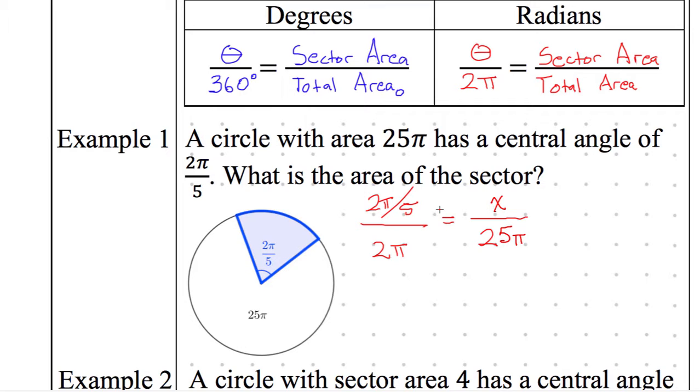All right. So far, so good. We have set up our problem. We just fill in what we know. It's always going to be 2 pi, so we always know that.